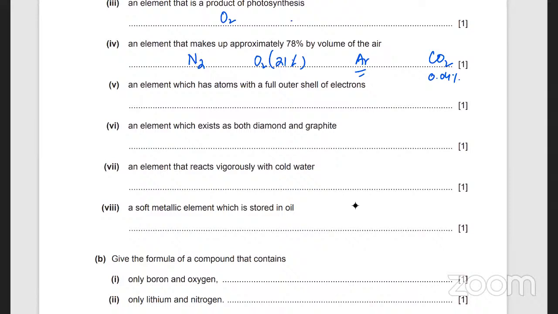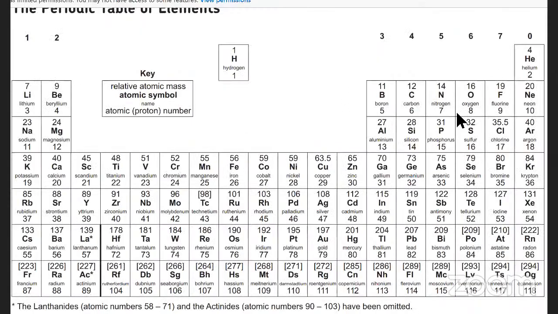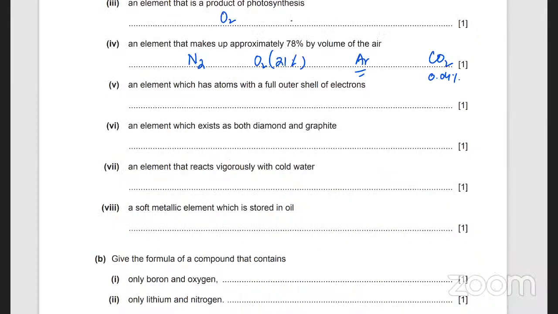Element which has atoms with a full outer shell of electrons. ठीक है. इनमें से बताओ कि which atom has full outer shell electrons in period 2? It's chlorine. नहीं, period 2 does not have chlorine. Lithium से neon तक. Oh, sorry, fluorine. Fluorine, it's in group 7. How many outer shell electrons does it have? Neon, sorry. Neon, ठीक है. So it's neon.